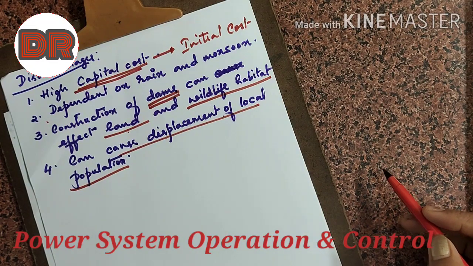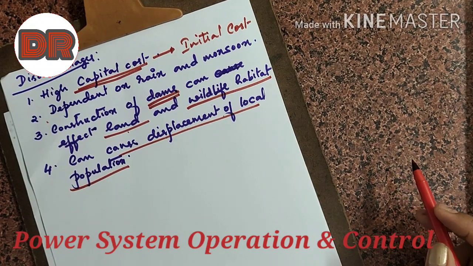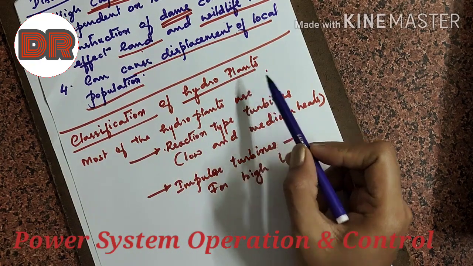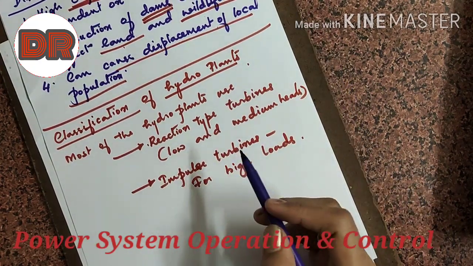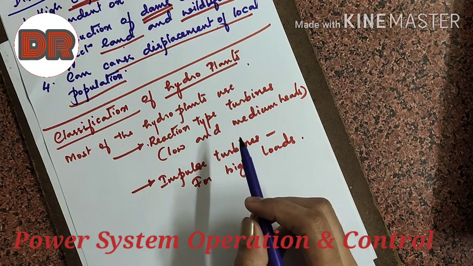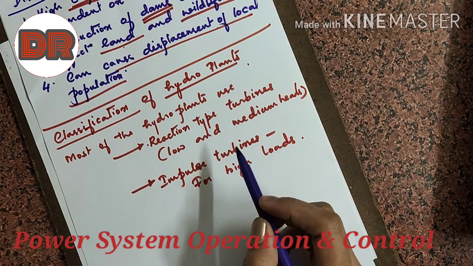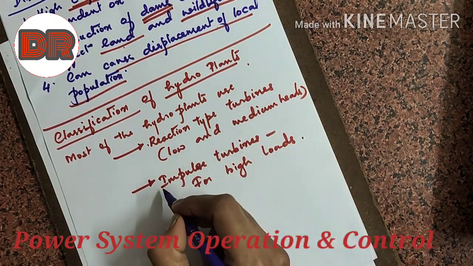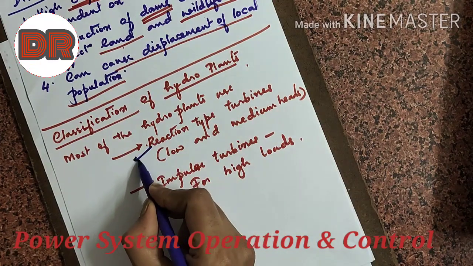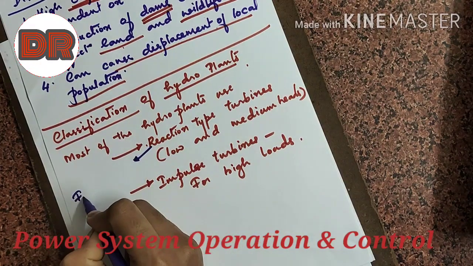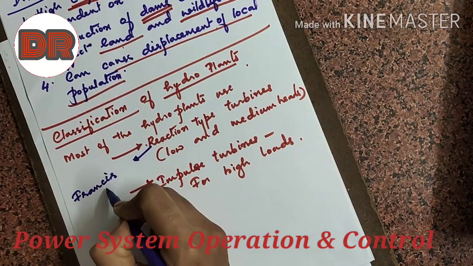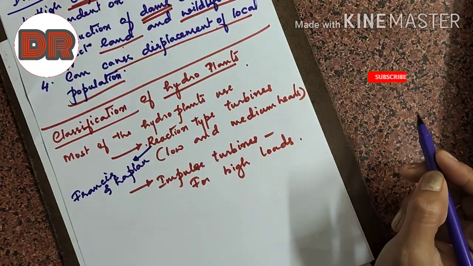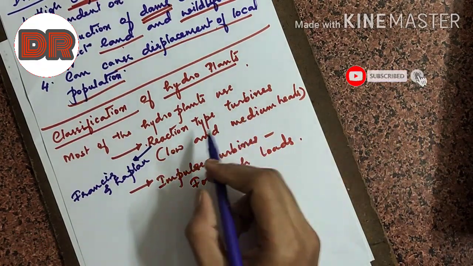So, let us see the classification of hydropower plants. Before we see the classification, let us see the different types of turbines used for hydropower plants. Most hydropower plants use reaction type turbines for low and medium heads, and for high heads they use impulse turbines. Examples of reaction type turbines are Francis and Kaplan turbines. These are used especially for low and medium heads.